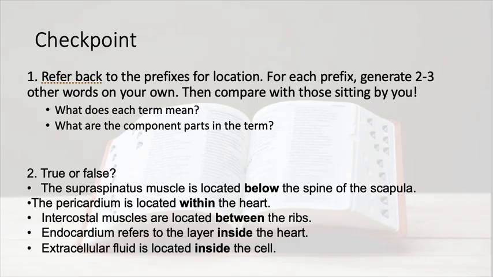True or false? The supraspinatus muscle is located below the spine of the scapula. If you said false, that is correct. Supra, as we know, refers to above. So being that supra means above, the supraspinatus muscle is actually located above the spine of the scapula.